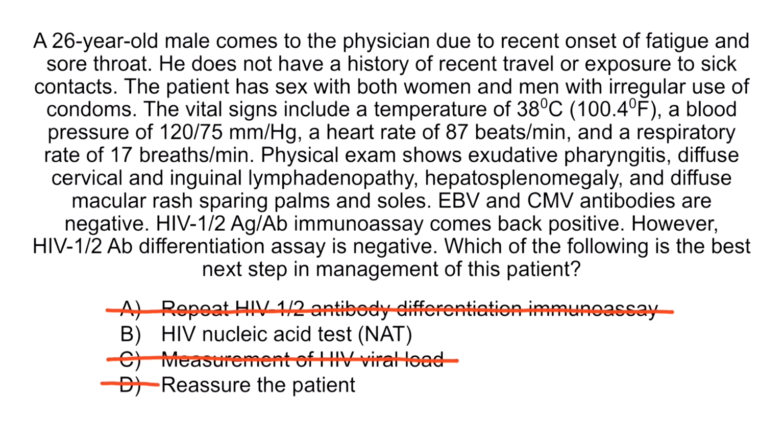Now, option D is incorrect because it's premature to reassure the patient. First, you need to investigate whether his positive screening test result was a true positive or not. So, the correct answer is B. Do an HIV nucleic acid test. And that concludes our lecture on HIV and AIDS.